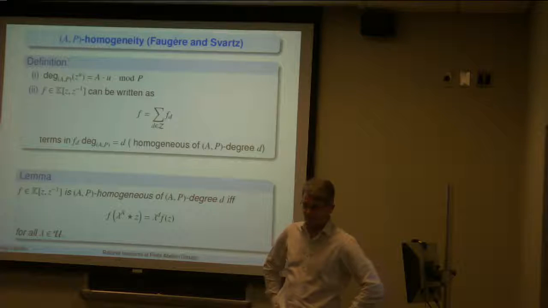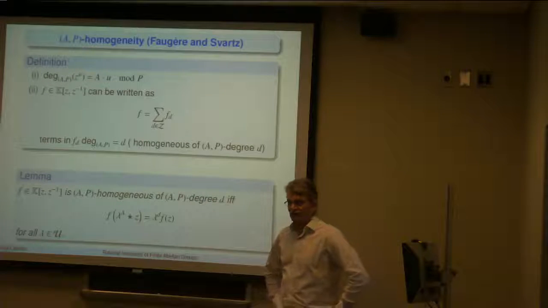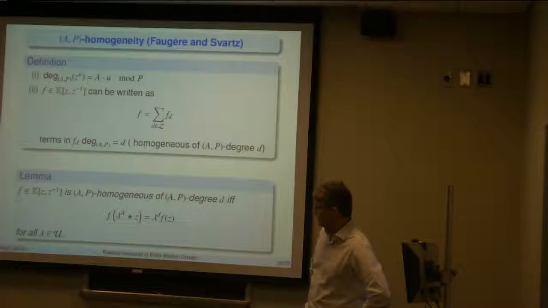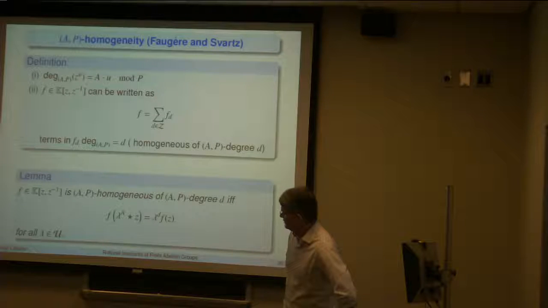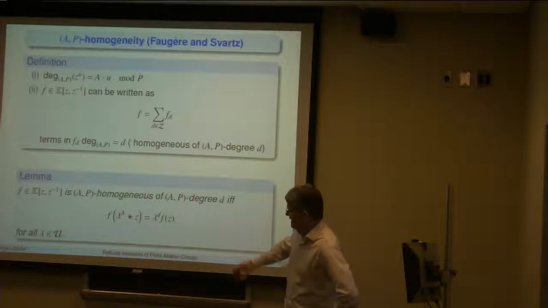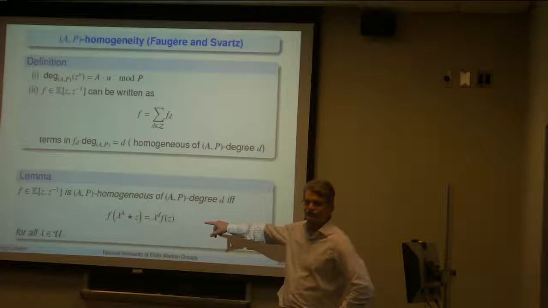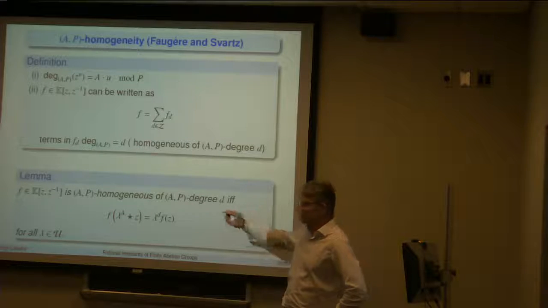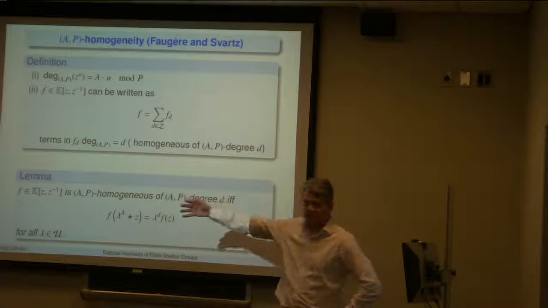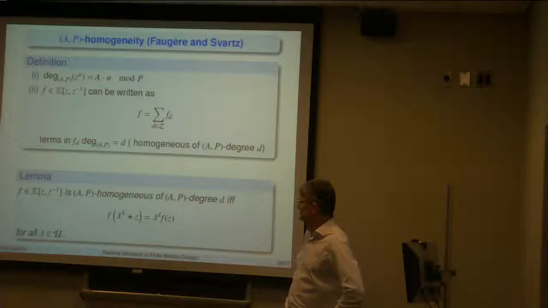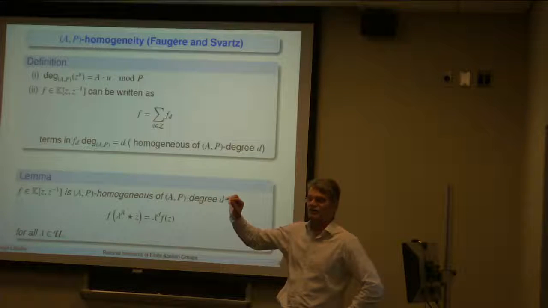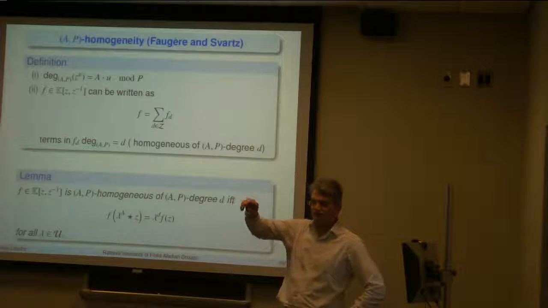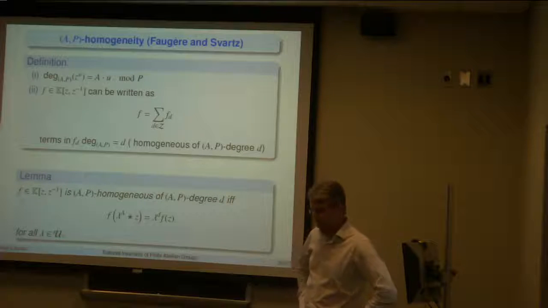So this actually comes from Fougere's paper, and Fougere and Schwartz's paper. And so it turns out that something's of AP degree D if and only if it's like the standard homogeneous type equation. So if you plug in, rescale, and you can pull out a certain exponent, then it's AP homogeneous of degree D, because every term has this common term. Okay. So let me just parse this.